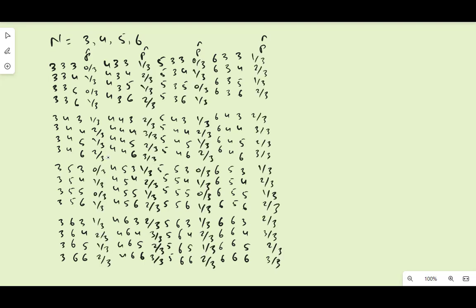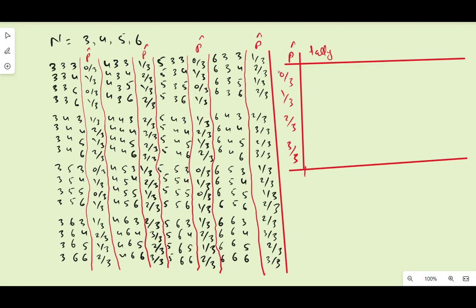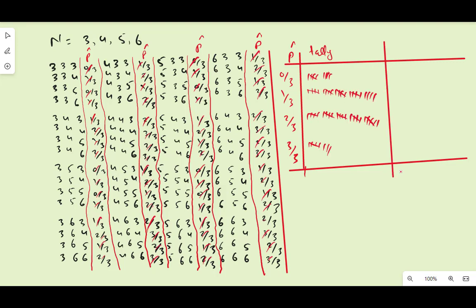So, done it. Now we have to find out the sampling distribution for sample proportion. All possible proportions are 0 by 3, 1 by 3, 2 by 3 and 3 by 3. Now we have to use the tally tool to count it. So 0, 1, 0, 1, 0, 1, 0, 1, 1, 2, 1, 2, 1, 2, 1, 2, 0, 1, 0, 1. So, done. Now, calculate frequency.